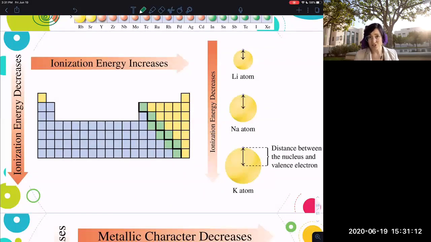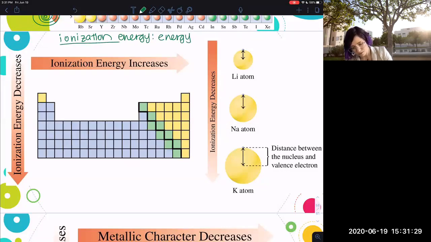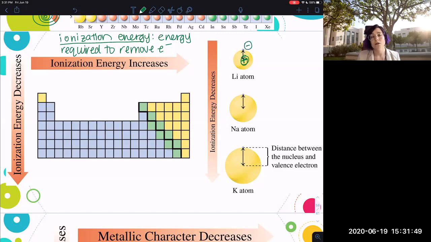So we're also going to think about something called ionization energy, and it relies on the size trend. Ionization energy is the energy required to remove an electron. So if you think about lithium compared to potassium, this is a positive nucleus and this is a negative electron. So what do they do with each other? Right, they attract. So if I want to pull away this negative and the nucleus is right there, it's going to be hard to pull it away, right? So it's difficult to remove the negative if the positive is close.